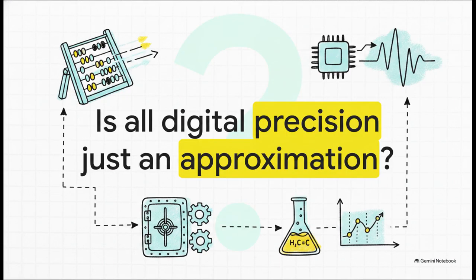Which leaves us with a pretty fascinating question to ponder. We trust our computers with literally everything, right? Our banking, our engineering, our science, the whole shebang. But if, at the absolute lowest level, our machines rely on finite bits restricted by this accuracy versus range trade-off, is all digital precision ultimately just a carefully chosen approximation? It's kind of wild to think about. It's a brilliant reminder that even our most perfect, advanced machines are fundamentally bound by the physical limits of the space we give them.